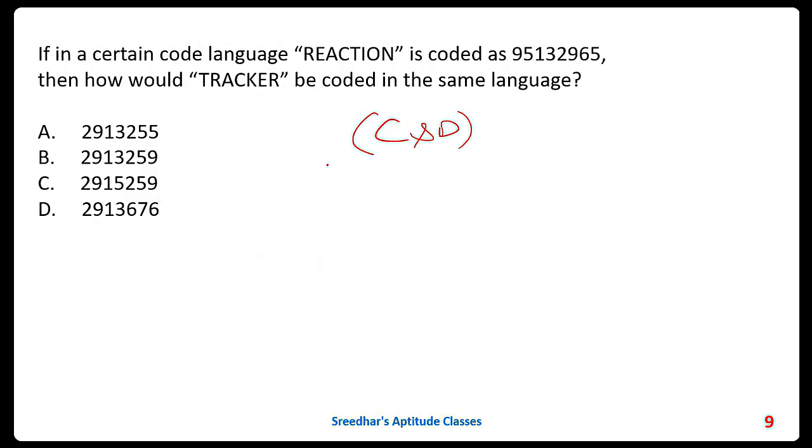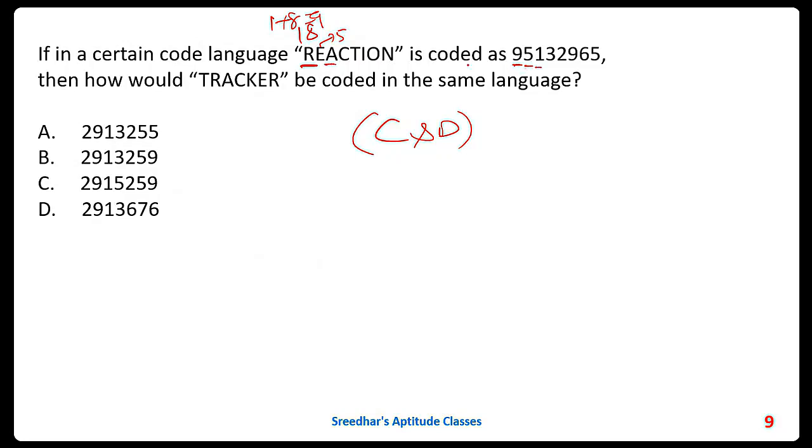Right, here is the answer. In REACTION, R is actually 18. Then in this 18, 1 plus 8 is 9, so R is replaced by 9. E is 5. Since it is a single digit, 5 is taken as it is.